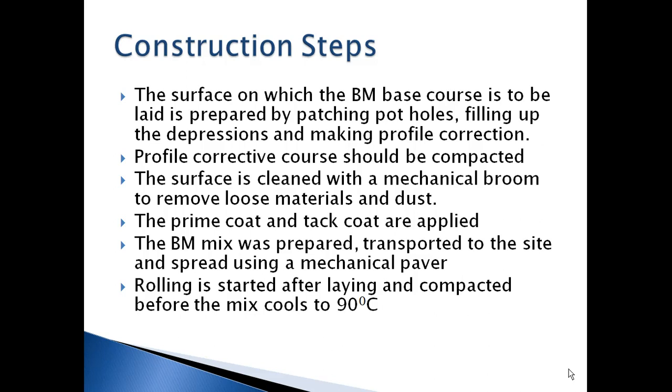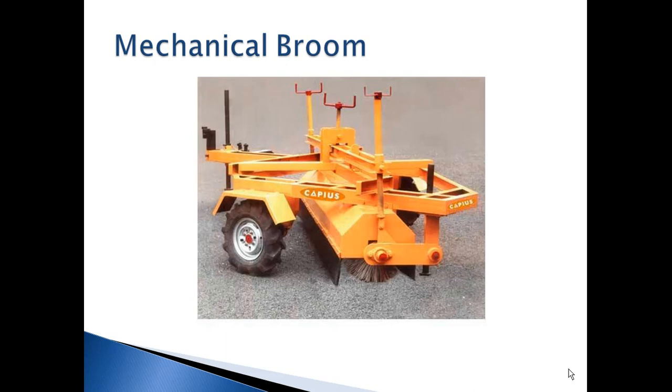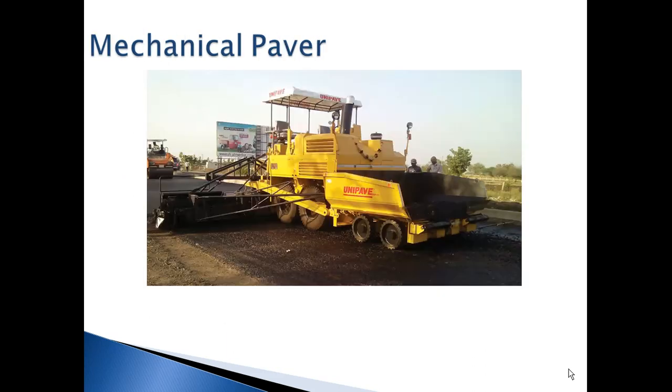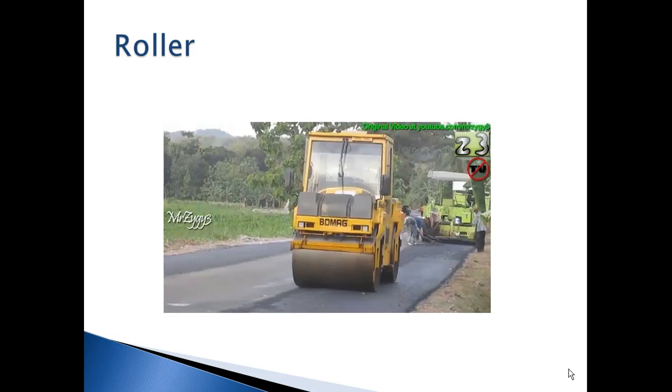That is, it is mixed in a hot mobile mix plant. So before it cools to 90 degrees Celsius, rolling is started. This is the mechanical broom with which we can do the cleaning. This is the mechanical paver. After that, this is the roller which is used on top of it.